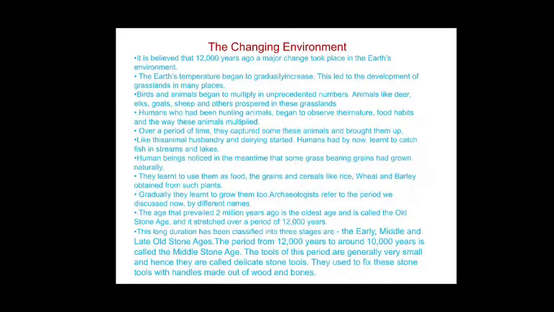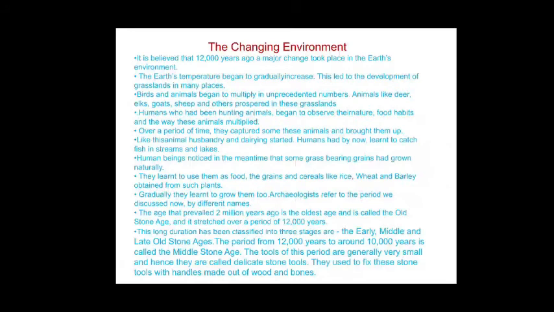Birds and animals began to multiply in numbers, like deer, elk, goat, sheep and others in this grassland. Humans and animals observe and influence nature. The food habits also changed, and the way these animals multiplied in this period shows that temperature and nature influence birds and human life.